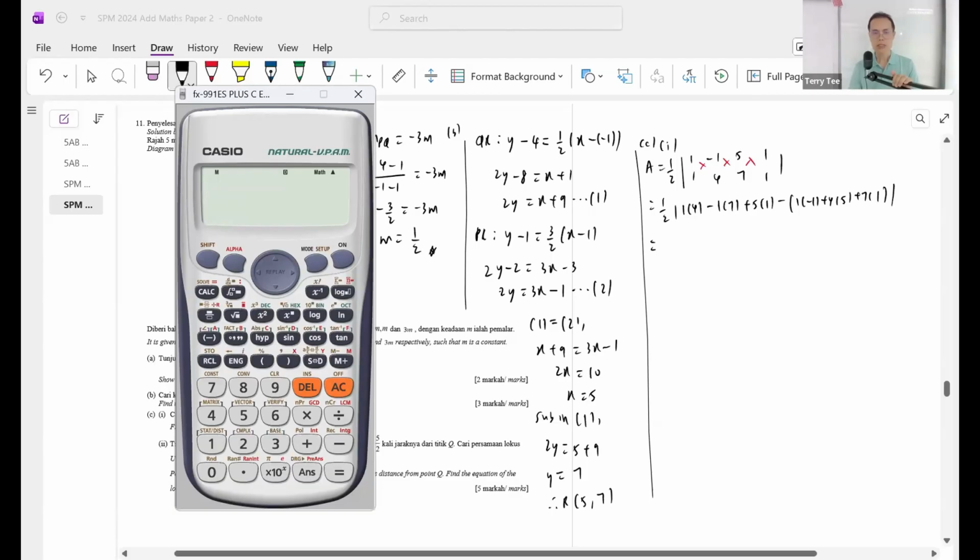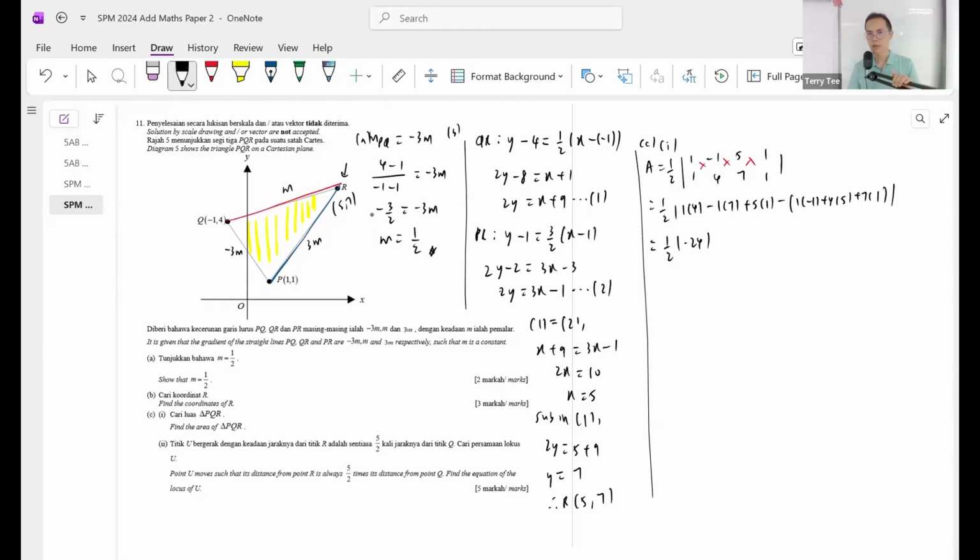I'll leave the half out first. 1 times 4 is just 4. Next one, 1 times 7 is 7. 5 times 1 is 5. Then you get negative 1 plus 20 plus 7. You get negative 24. So half of negative 24, that would be 12. Answer is 12 square units.